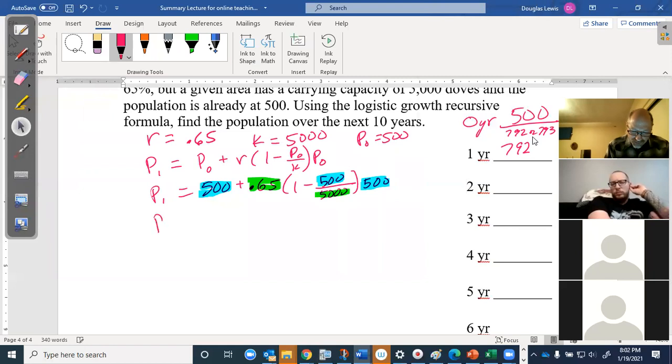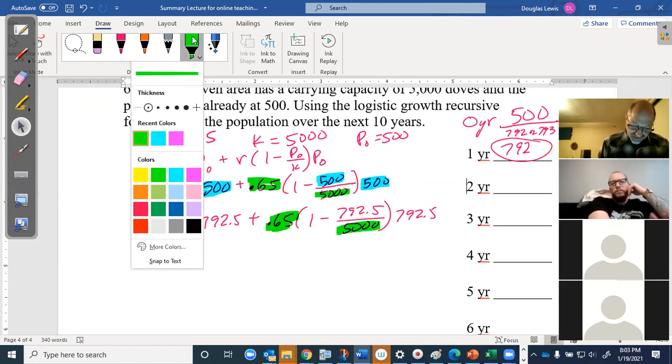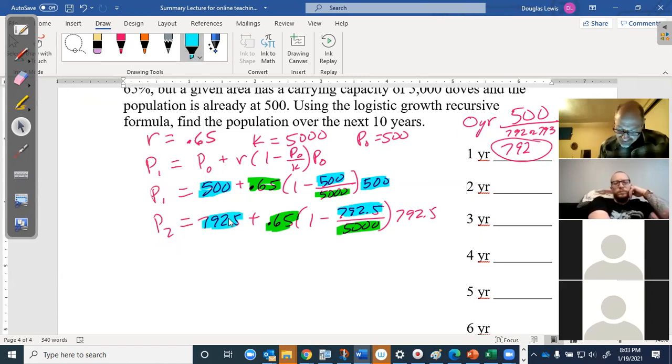Well, what's P sub 2 going to give us? It's going to give us 792.5 plus 0.65 times 1 minus 792.5 over 5,000 times 792.5. And once again, the 0.65 and 5,000 are the same, but notice that now these 3 values, 792, changed every time, right? So look, the green are the same and the blue are going to change.